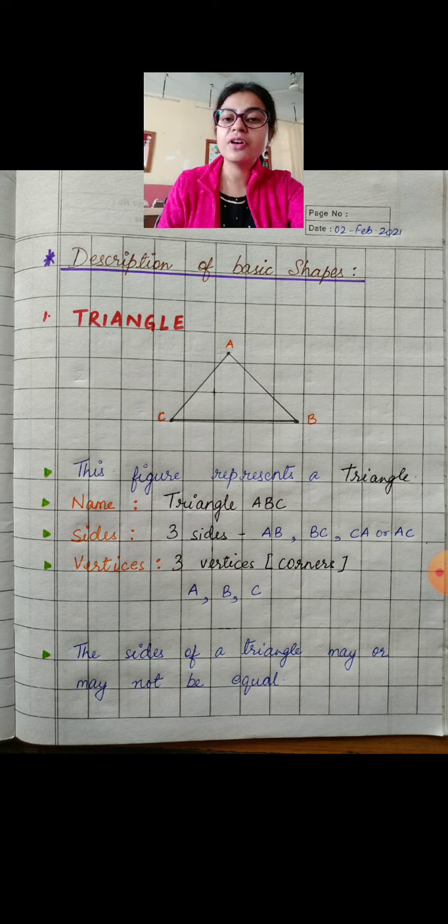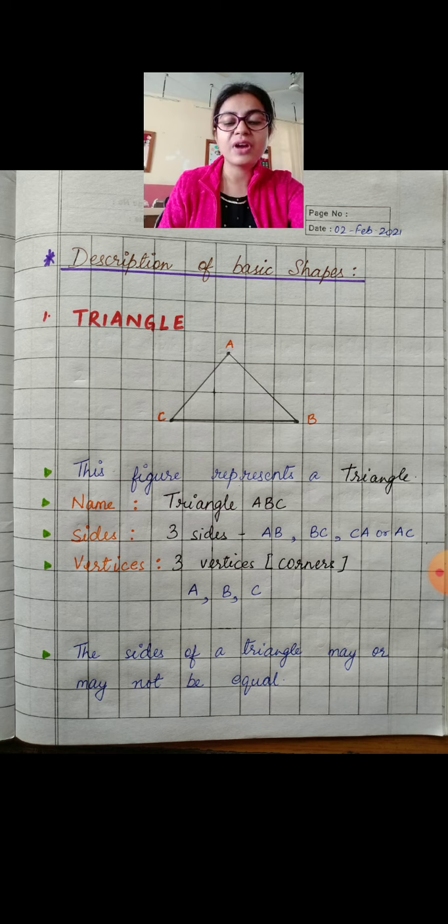Okay. Vertices, children. Vertices means corners. Okay. A corner is also known as a vertex. Vertices is the plural of vertex. So how many vertices does a triangle have? Yes, it has 3 vertices, which are, you have to name the dots, okay, the points. They are the corners. A, B, C.